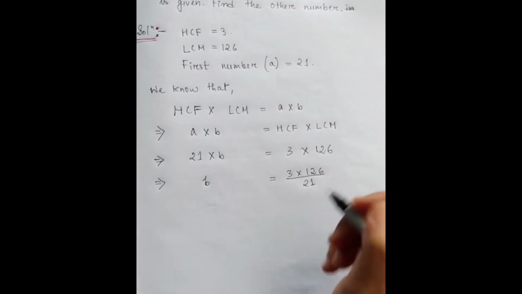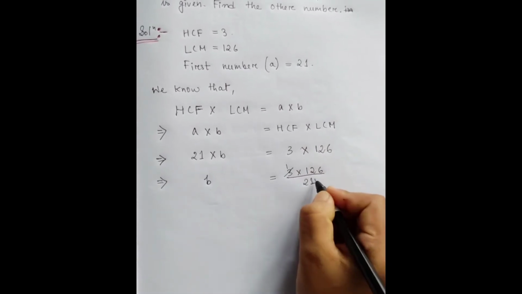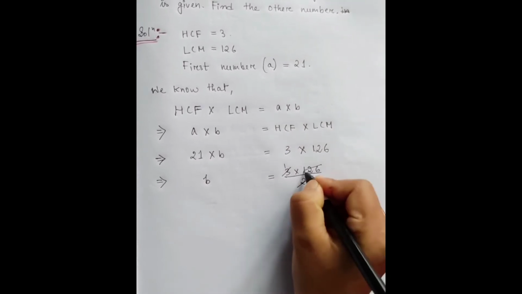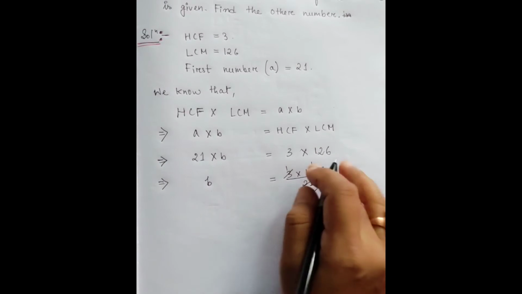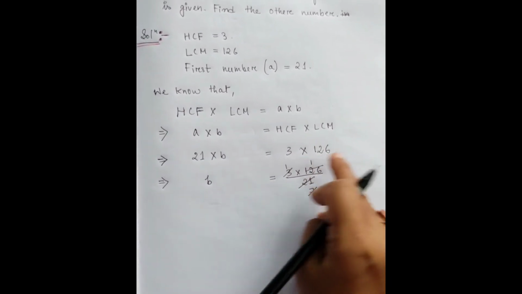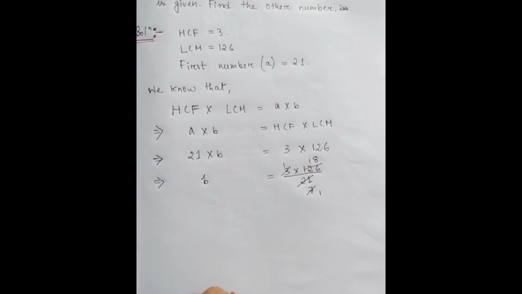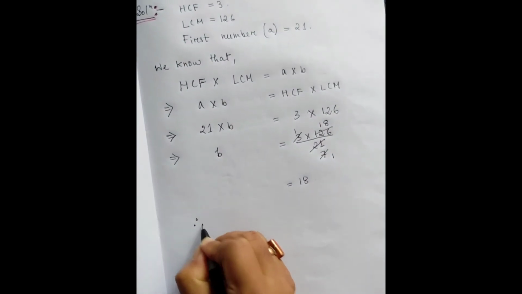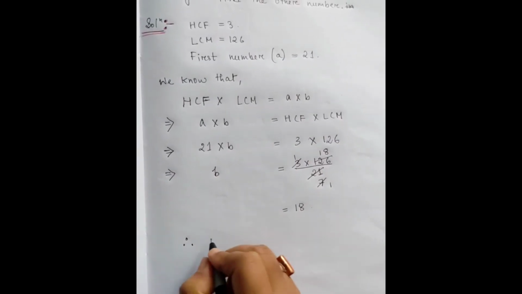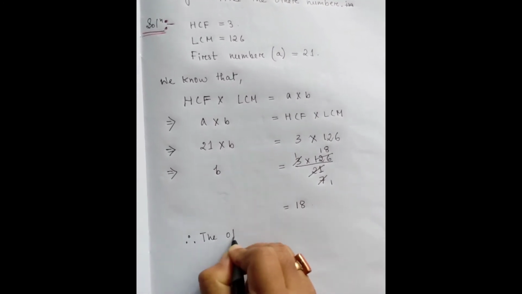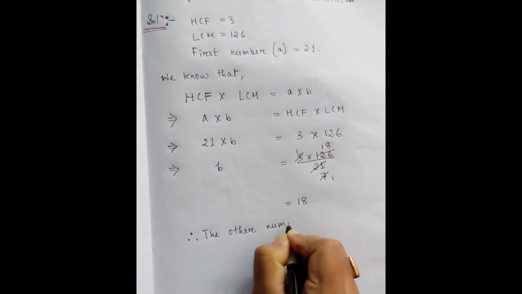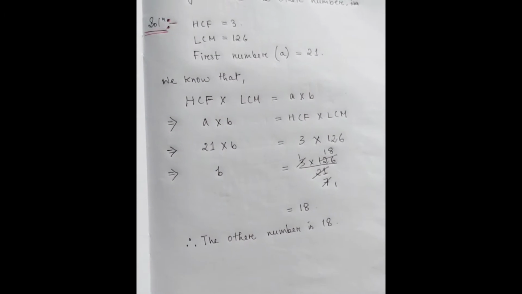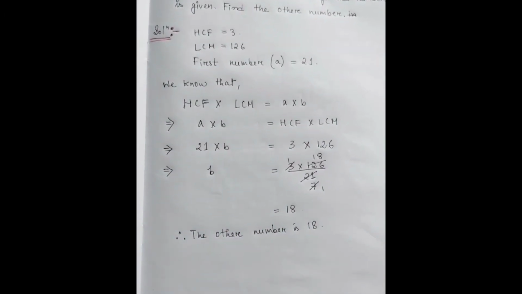Now we will do cancellation. 3 1s are 3, 3 7s are 21, then 7 1s are 7, 7 1s are 7, and 7 8s are 56. So you will be getting 18. Therefore the other number is 18. So like this you can do this type of sum.